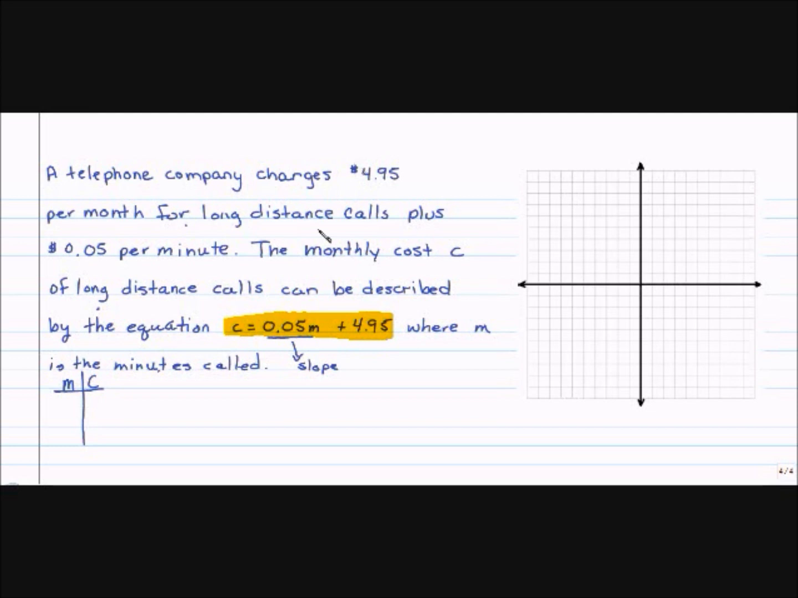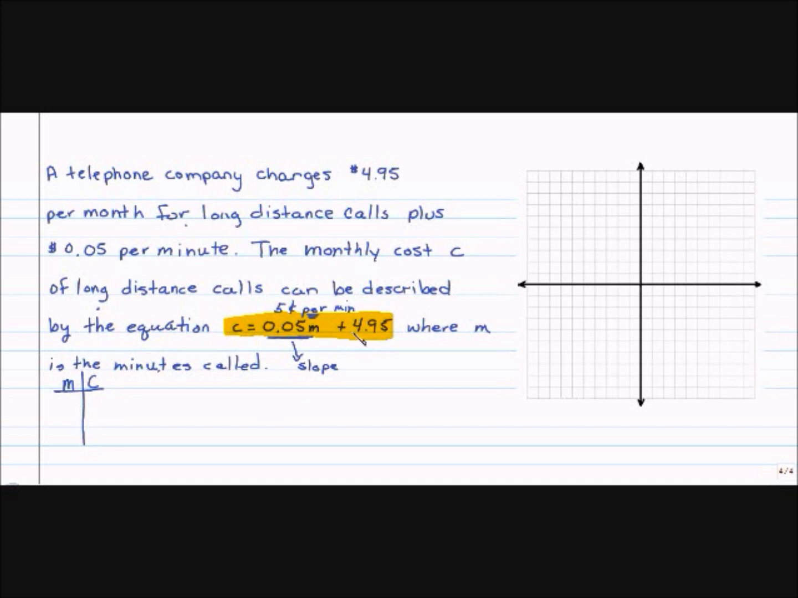Now let me explain something to you quickly. This here is your rate or your slope, okay? The reason being is because technically it's 5 cents per minute, and we're using m to represent the minutes when dealing with equations, and you're only charged $4.95 once.